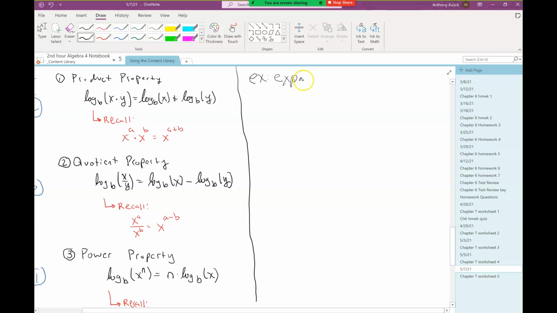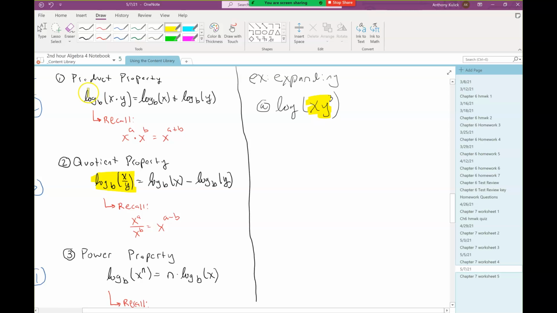So let's do some expanding ones first. Let's say we want to expand the log of x y squared. So this is an expanding problem. The first thing we're going to do is try to use our quotient properties. If I can use the quotient property, I'm looking for division going on inside of my logarithm. If I look inside my logarithm, I see no division, so there's no quotient property to use. So I'll move to the next one.